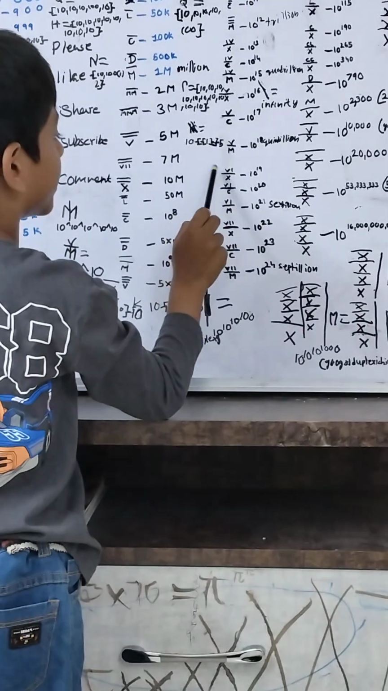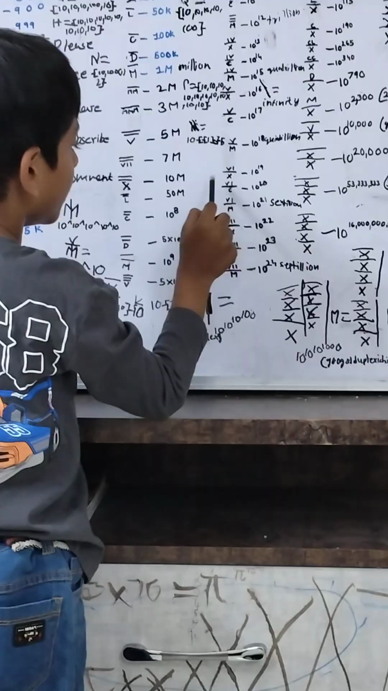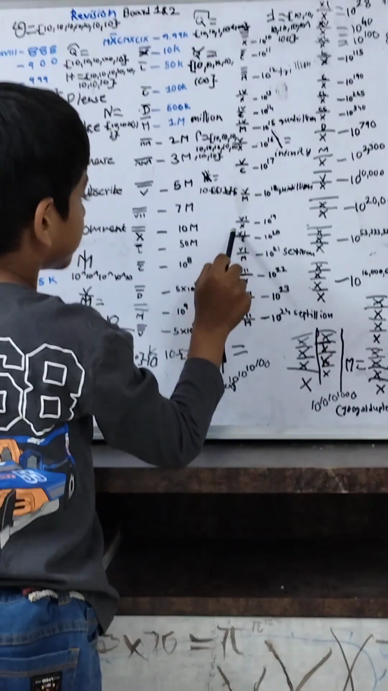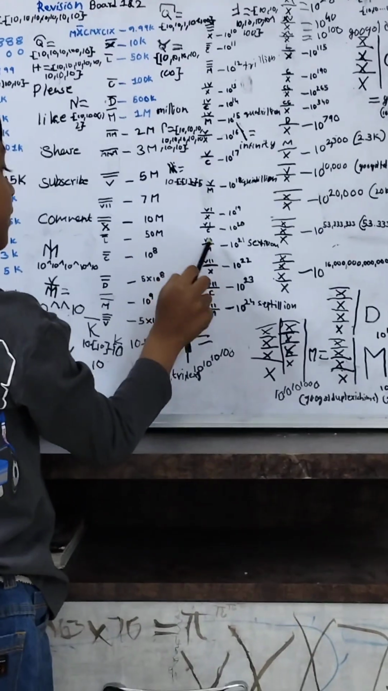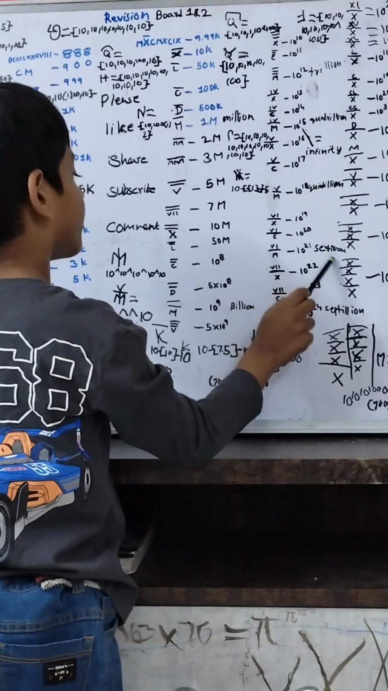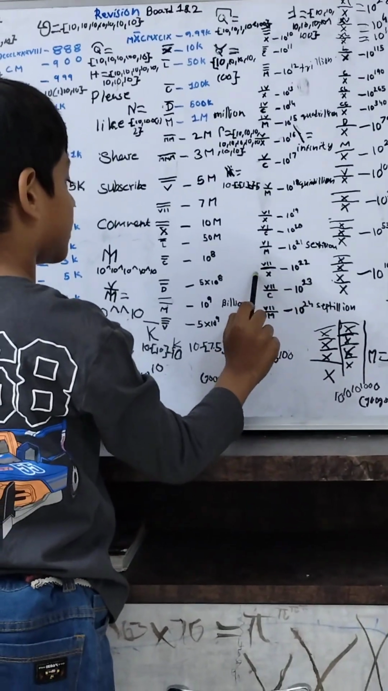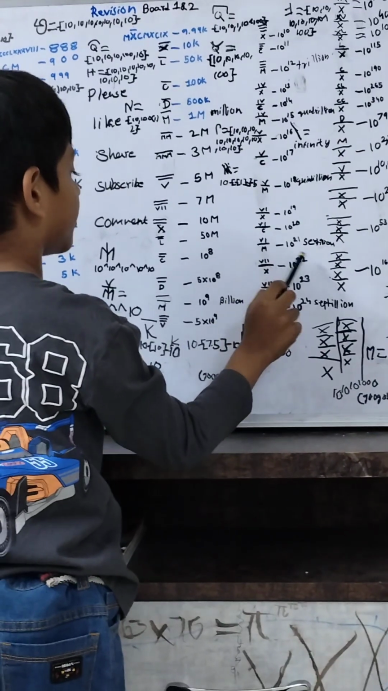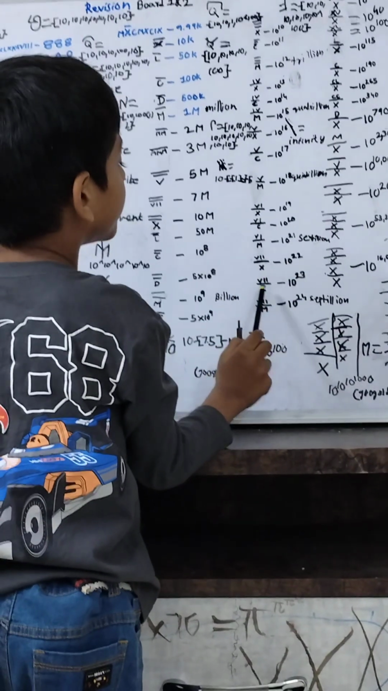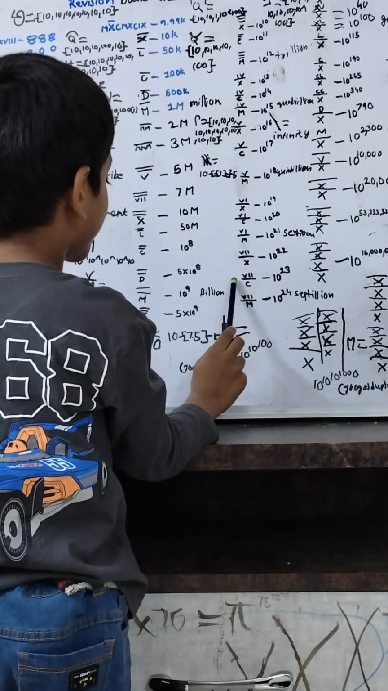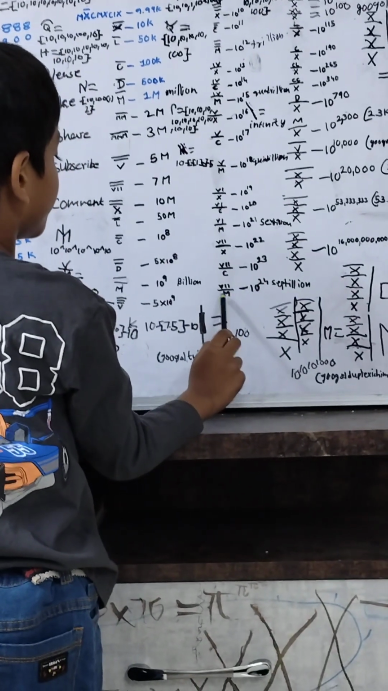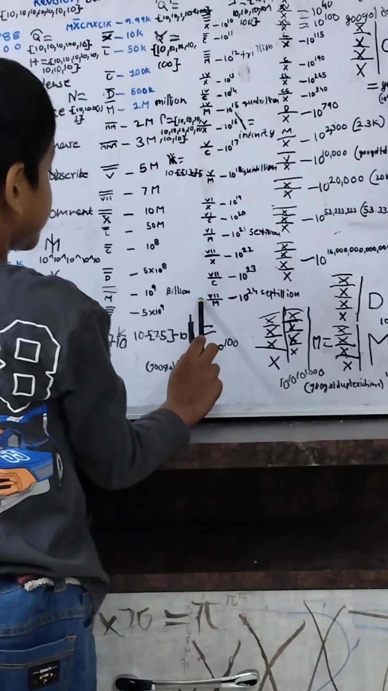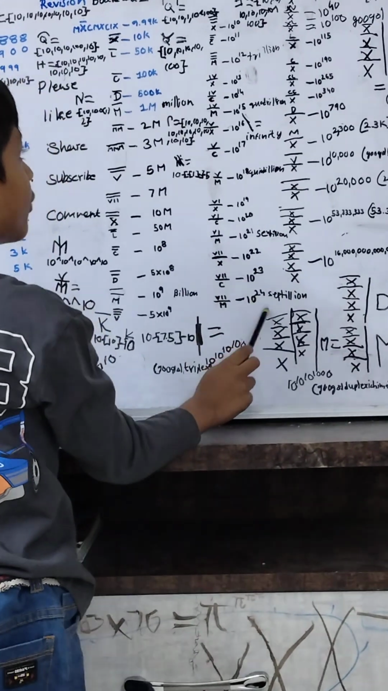X with 6 overlines is 10 to the power of 19. C with 6 overlines is 10 to the power of 20. M with 6 overlines is 10 to the power of 21. X followed by 7 overlines is 10 to the power of 22. C followed by 7 overlines is 10 to the power of 23. M followed by 7 overlines is 10 to the power of 24.